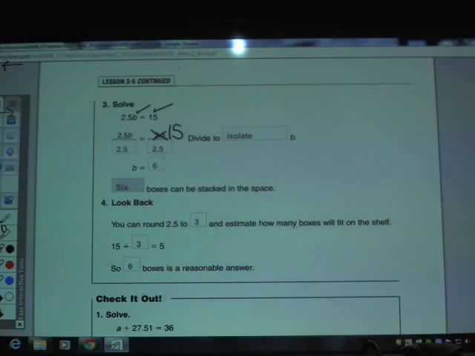Notice there they do a little bit of estimating to see if our answer kind of makes sense. If we round off the 2.5 to 3, 15 divided by 3 is 5. When we estimate with some simple numbers, since we came up with 6, our answer kind of makes sense. So 6 boxes is then a reasonable answer.